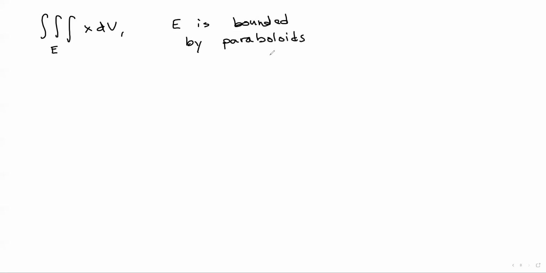So we have the triple integral of x dV over E, and they tell us that E is bounded by the paraboloids x equals 4y squared plus 4z squared and x equals 4.